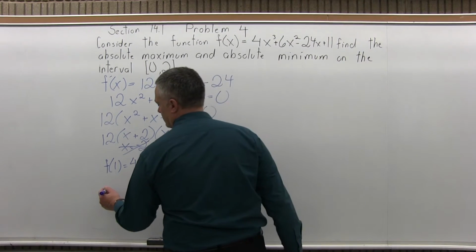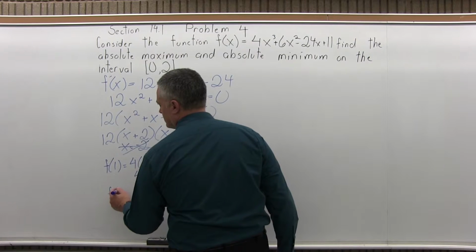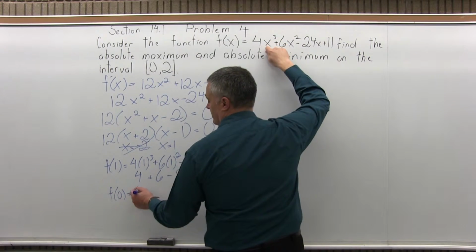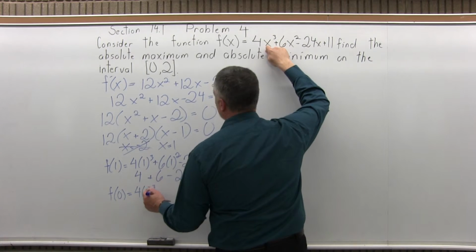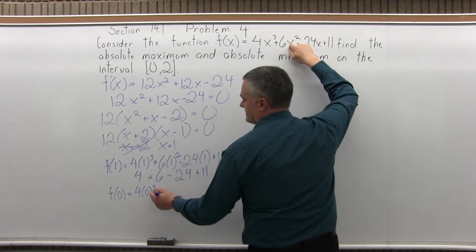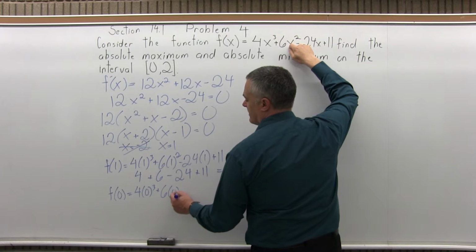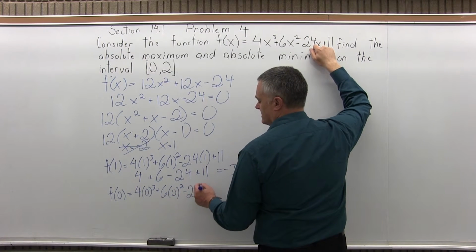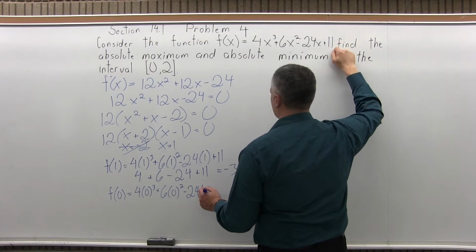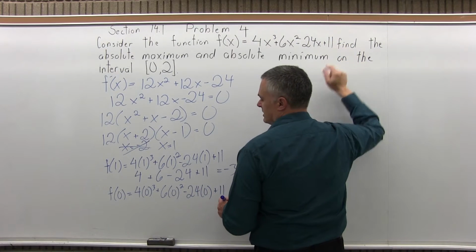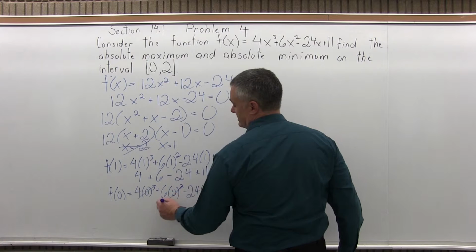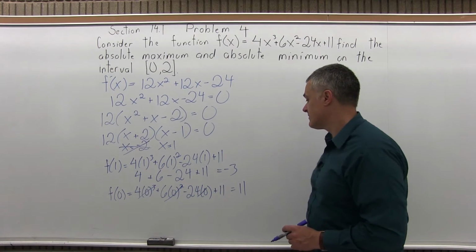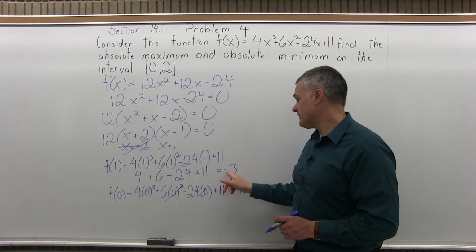So we'll find f of 0, which will be pretty easy. Zeros are always nice and easy to deal with. F of 0, the 4x cubed will become 4 times 0 cubed. The 6x squared will become 6 times 0 squared. The minus 24x will become minus 24 times 0. And I have plus 11. So the stuff with a 0 in it just stays 0, and I'm just left with 11. So far I have negative 3 and 11.